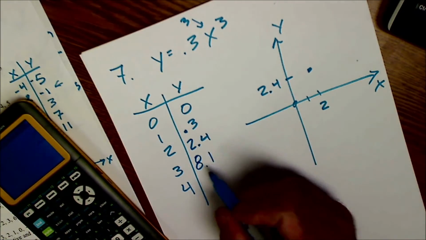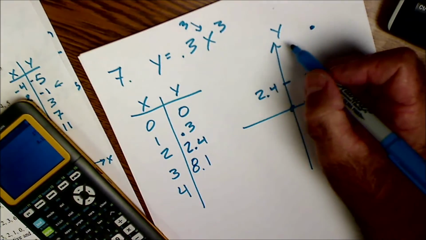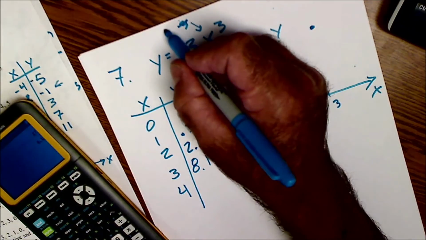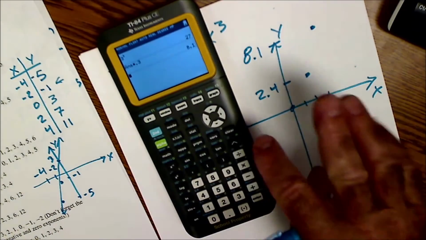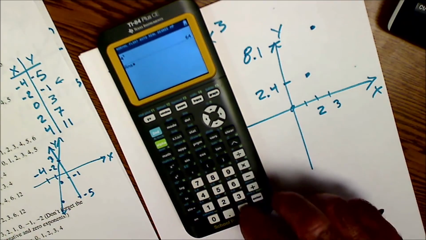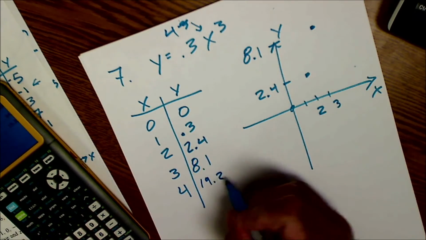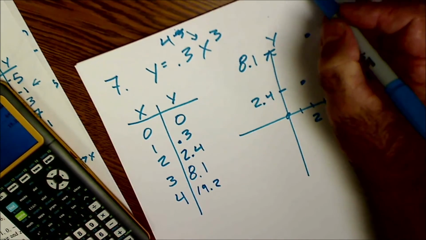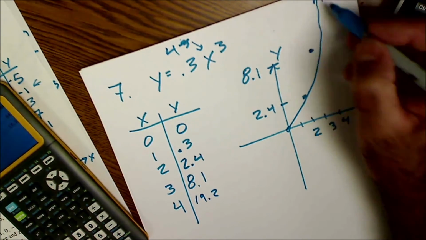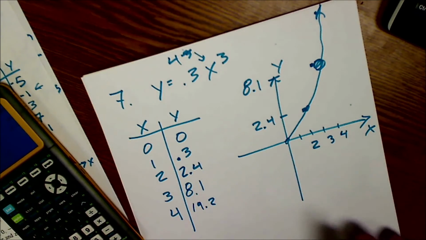I can see where this is going, right? I'm over 3, and I'm increasing a whole lot more, to 8.1. My last value, 4. Now I'll plug 4 in here. 4 to the power of 3 is 64, times 0.3 is 19.2. So I'm over 4, up way up here at 19.2. And I could see I'm increasing. Gotta make my dots bigger. I'm increasing at an increasing rate.